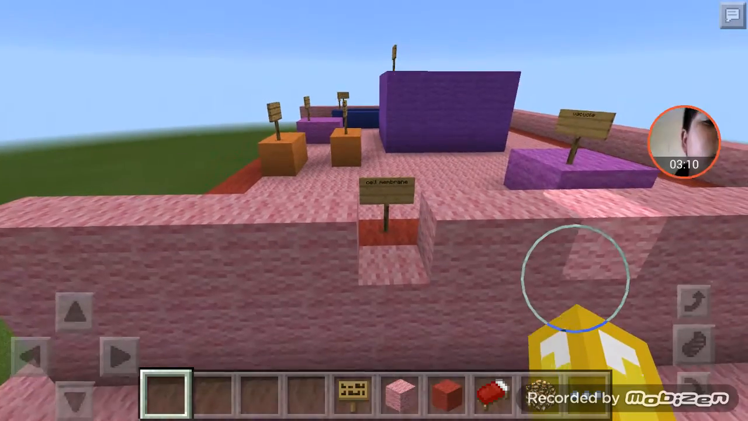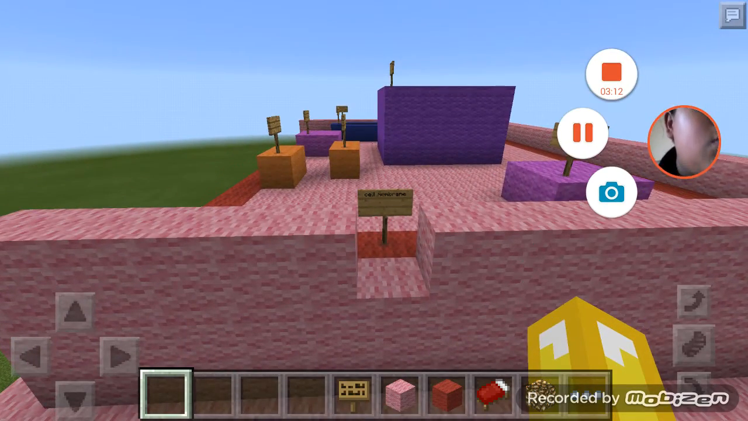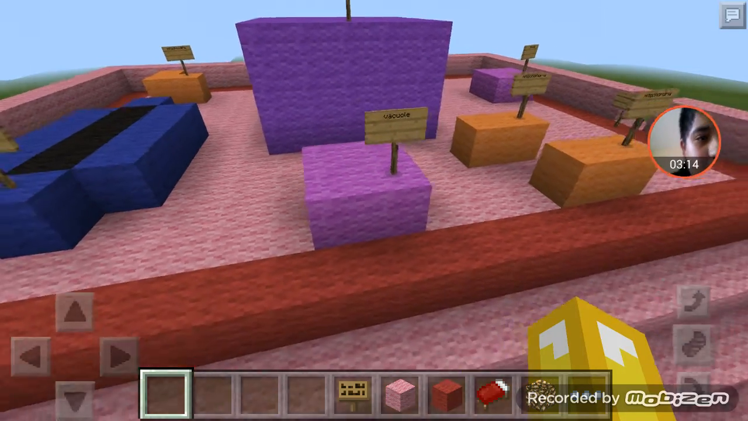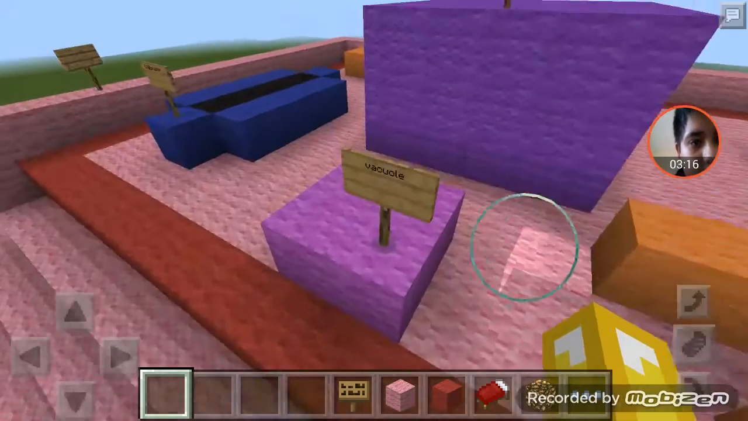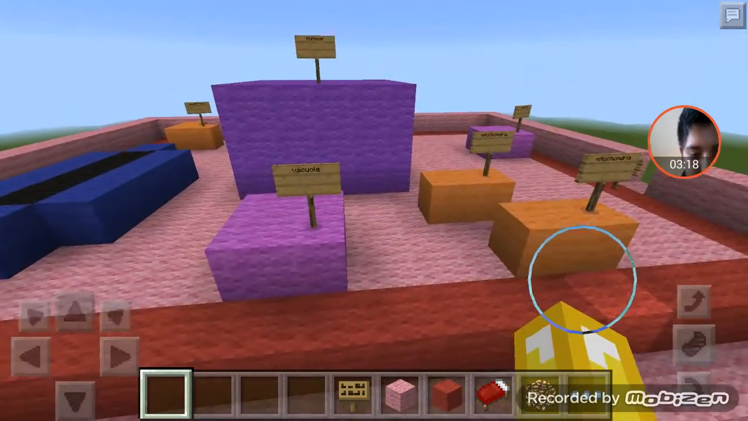Alright, so let's move on to the next part. I need to pause the video. Alright, so the next part is the vacuoles. Purple round stuff right there.